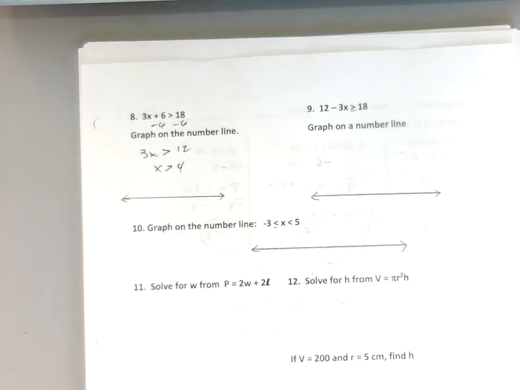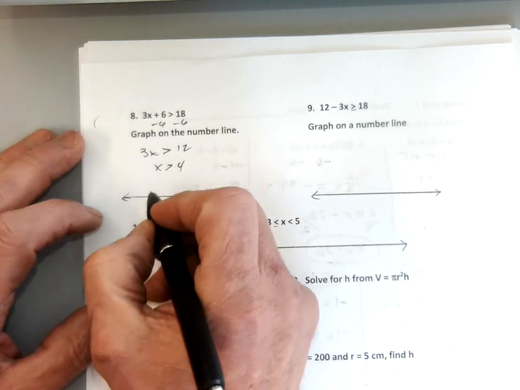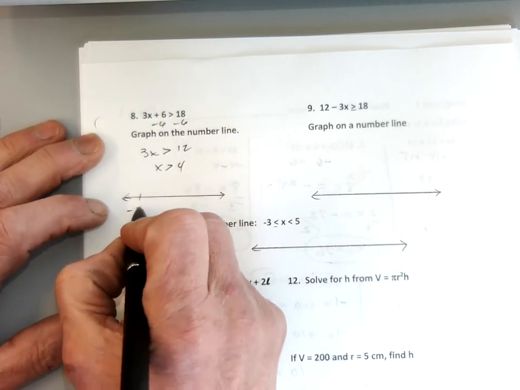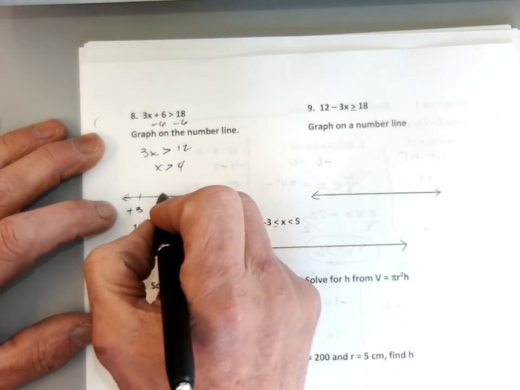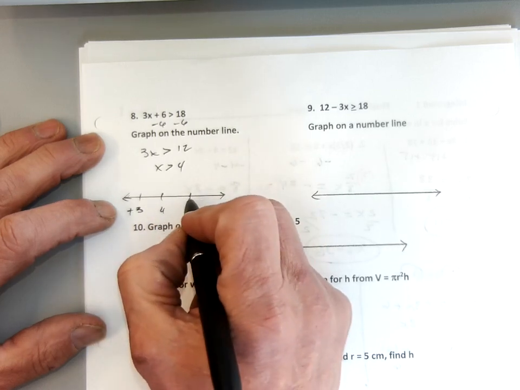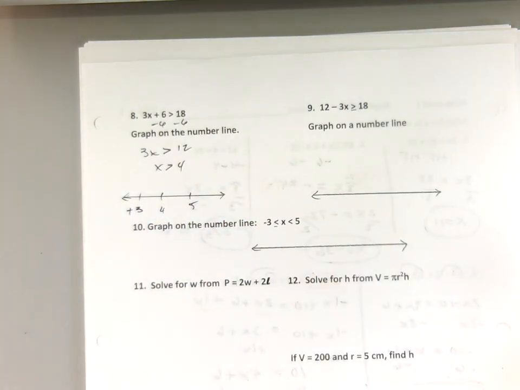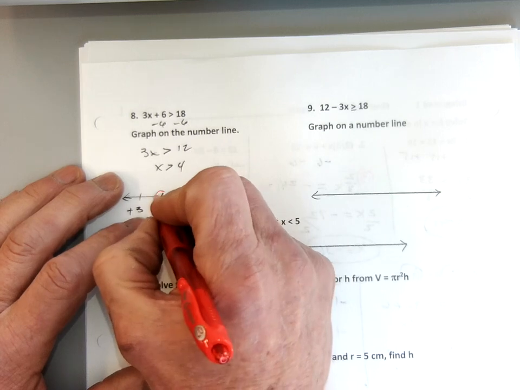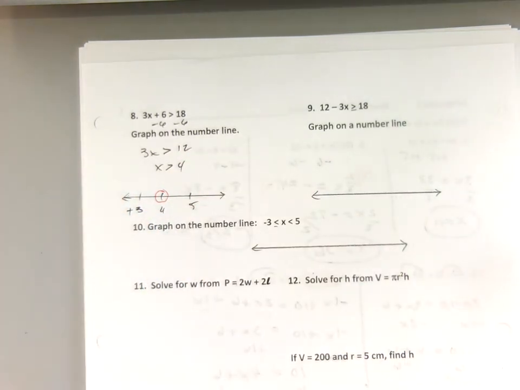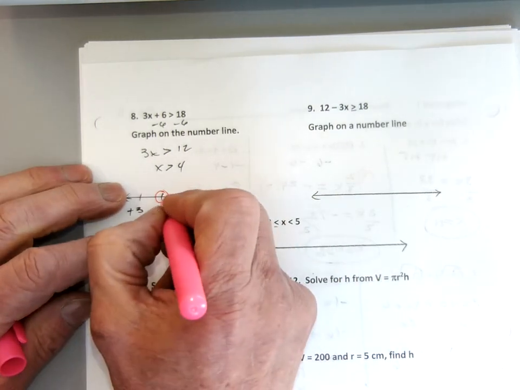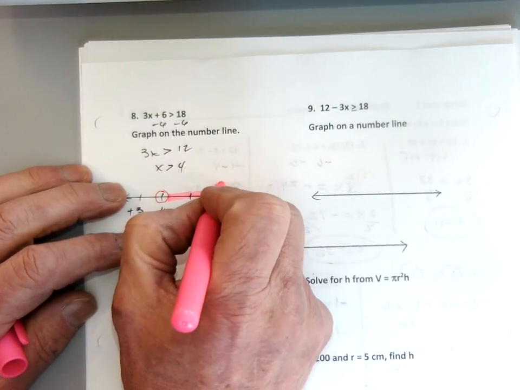So I need to do a number line. I'm going to make sure 4 is on that number line. So I'll have a negative 3, positive 3, 4, 5, and so forth and so on. I do know I need an open circle because there's no equal sign. And then I'm just going to go ahead and shade everything greater than 4, and there's my answer.